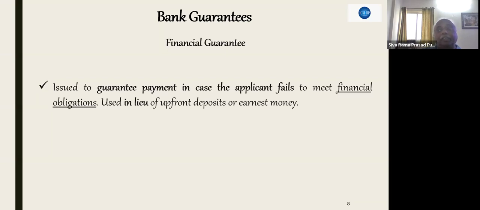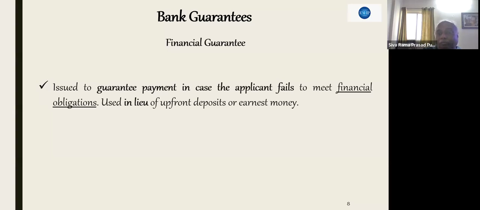What is a financial guarantee? Issued to guarantee payment in case the applicant fails to meet the financial obligation, used in lieu of an upfront deposit or earnest money. Particularly the earnest money, whenever the road contracts and all these things are there, or auction, they will insist on guarantees. Once they have auctioned the property, they have to ask 25%. If 25% is not there, then guarantee. Not only that, even a prospective resolution applicant also, we are insisting guarantee.